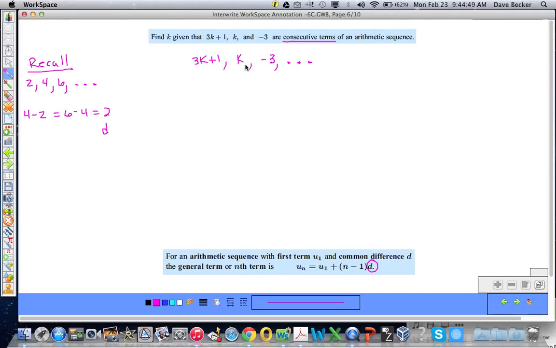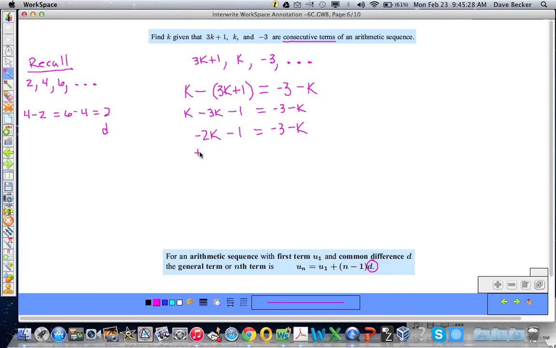Well, the same thing holds here. I have got to take the term k minus the previous term, 3k plus 1, and note the parentheses. I'm subtracting the whole thing, so I have to put parentheses. That must be equal to negative 3 minus k. So we distribute this negative, so that would be k minus 3k minus 1. That must be equal to negative 3 minus k. So then negative 2k minus 1 must be equal to negative 3 minus k.